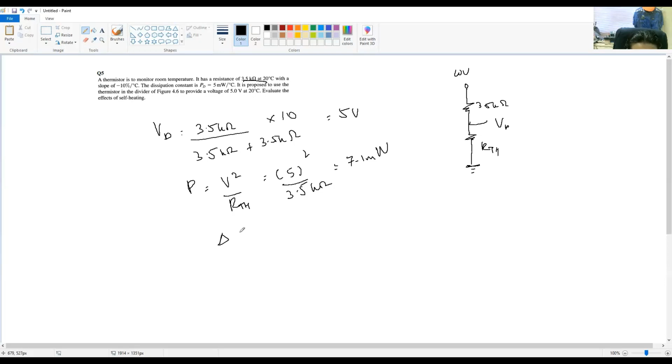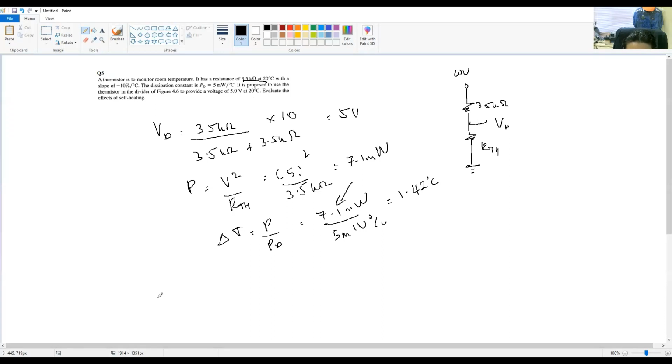Then the temperature rise of the thermistor can be found by this equation: delta T equals P over PD. The power is 7.1 milliwatt, and PD is given as 5 milliwatt per Celsius. Then we can cancel the watt, so the value will be in Celsius: 1.42 degrees Celsius. So this is the temperature rise of the thermistor.